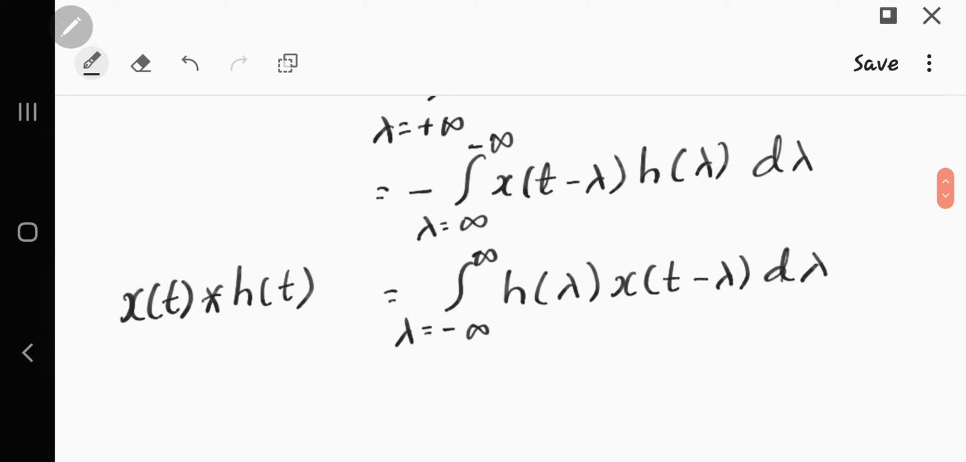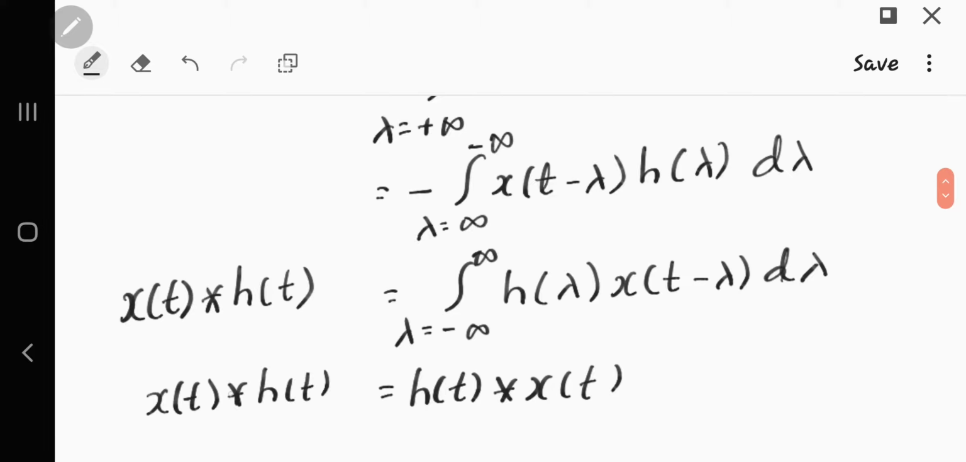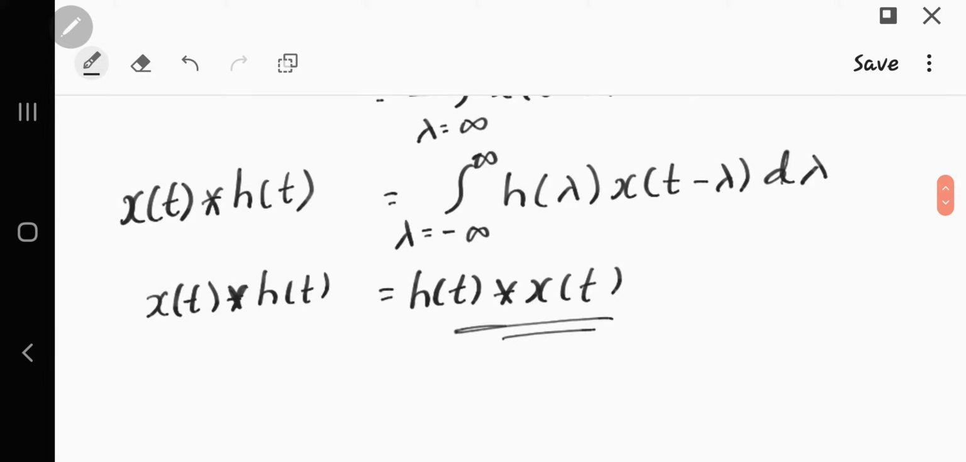Now we can include one more step by replacing this dummy variable lambda with tau. That gives h of tau x of t minus tau d tau, which is similar to the expression of the convolution integral. Or you can skip that step and directly compare this with the expression of the convolution integral, and write this as h of t convolved with x of t. So x of t convolved with h of t is equal to h of t convolved with x of t. That completes the proof of the commutative property.